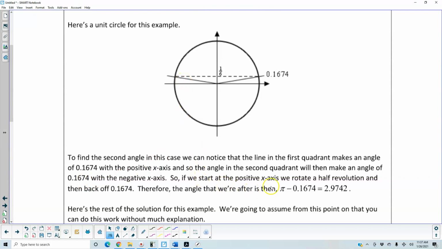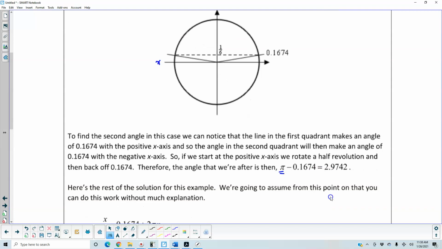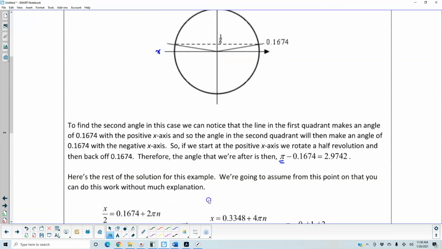So if we start at the positive x-axis, we rotate a half a revolution and then back off of 0.1674. Therefore, in this case, we're ending up with pi here. So since we have pi here, that's why we're taking pi and subtracting 0.1674 to get 2.9742. So here's the rest of the solution for this example.